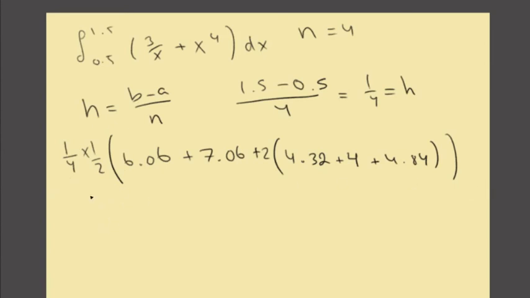Now, chuck that all into your calculator and you should get one value. Okay, and that value is 4.93, and that's it. That is you using the trapezium rule to find an estimate to the area under a given curve.